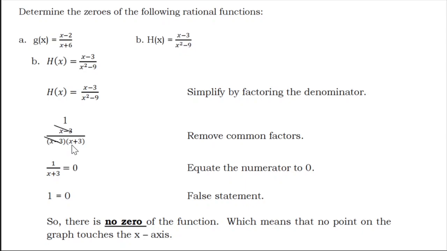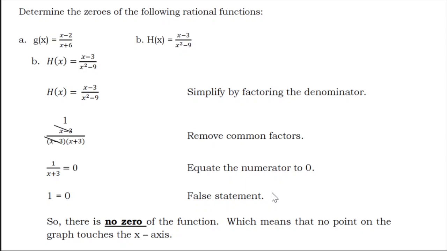Then there is a common factor in the numerator and denominator, so we divide out the common factor, which is x minus 3, and it becomes 1. So the function becomes 1 over x plus 3. To find the zero, we equate the numerator to 0. Then 1 is equal to 0. This is a false statement.